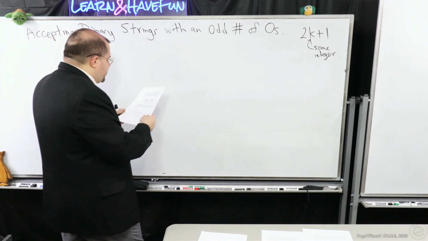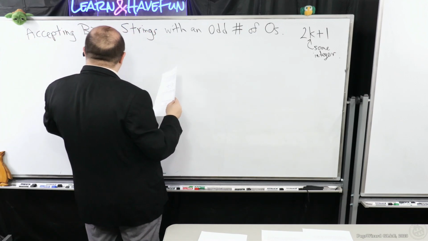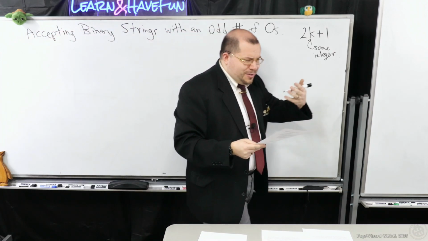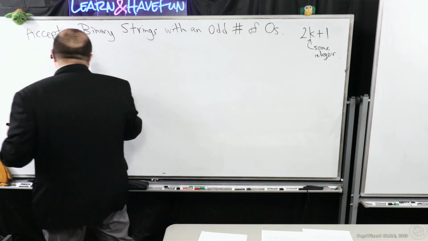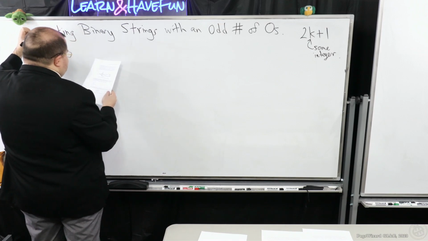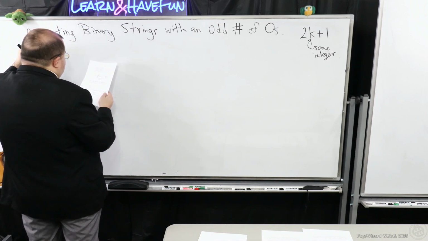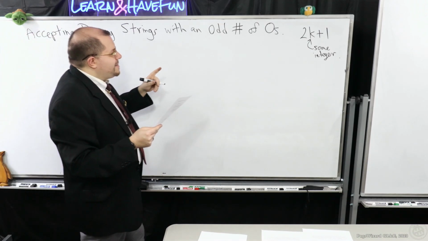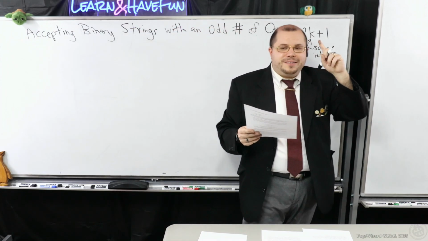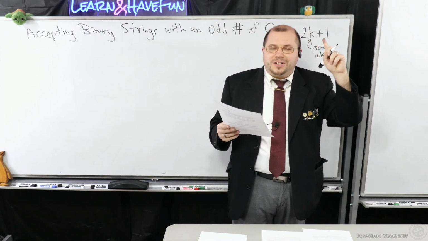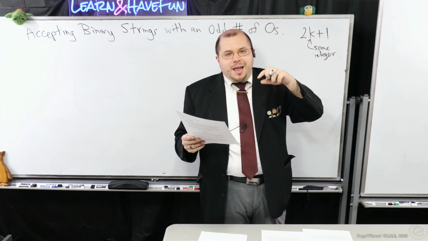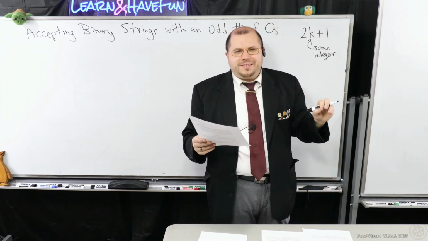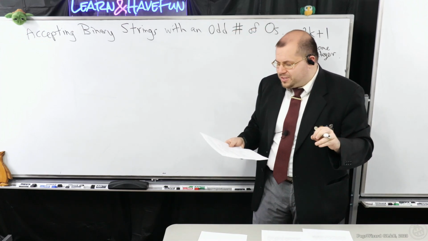So I have some ideas for how we might go about this. Now, I don't know if you have any ideas in the chat. Just please tell me if you have any ideas. Let's see here. Knowing that there's either going to be a state for an odd number of zeros and then an even number of zeros, it might be a good idea to have two states.